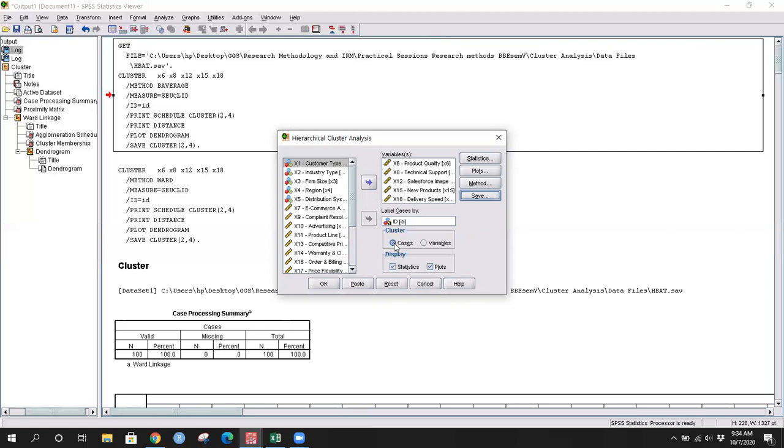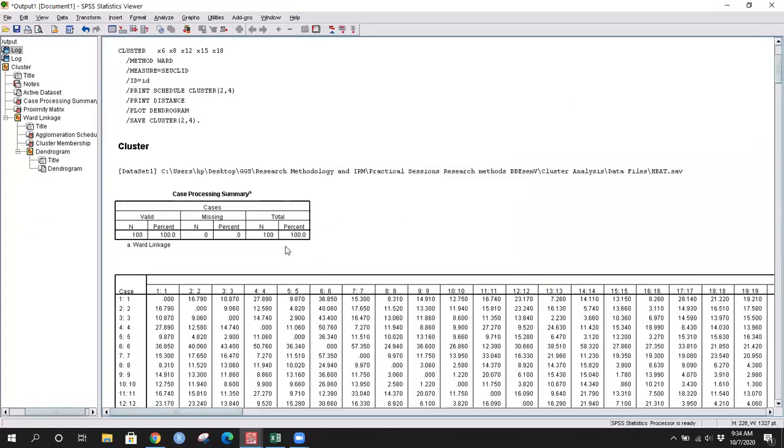Now you have to do cases. It's very important because you are trying to cluster people and not variables. Mind it, if you're clustering variables, that means you're employing a factor analysis, which is not our concern right now. So hierarchical cluster analysis can also be used to cluster variables, which becomes a factor analysis. However, we are interested in doing it for the different cases. So hierarchical cluster analysis for the cases. Then click OK.